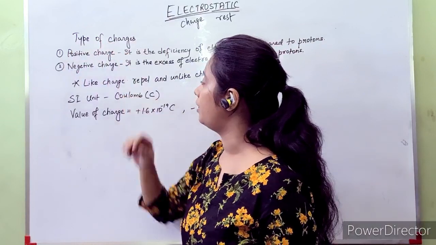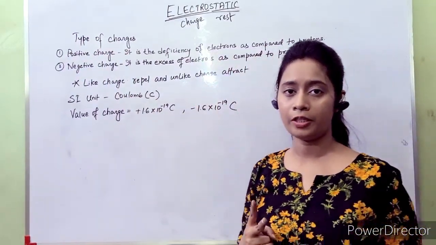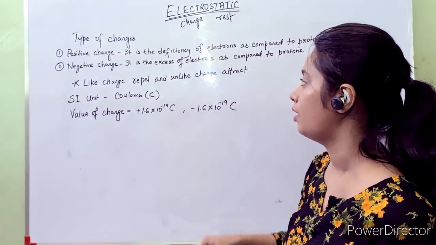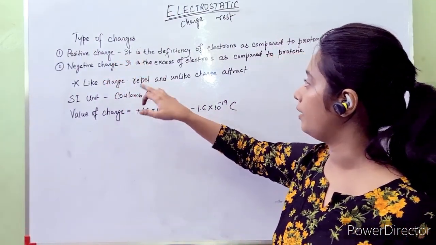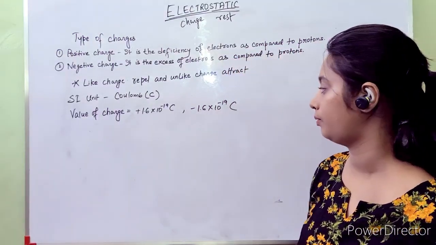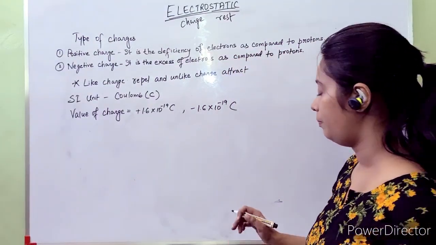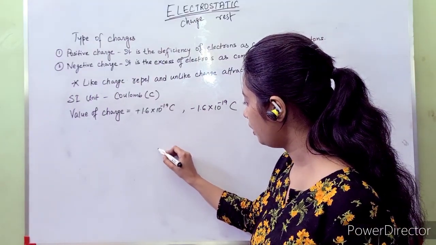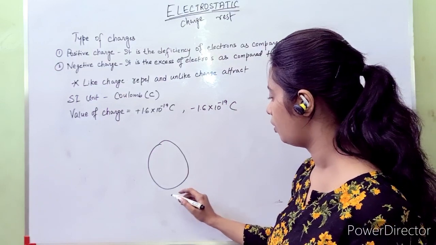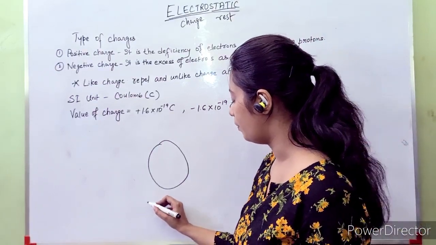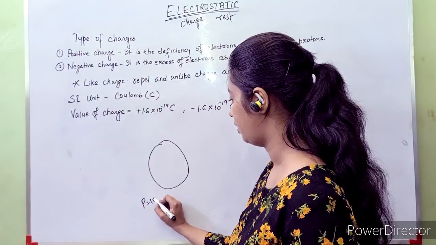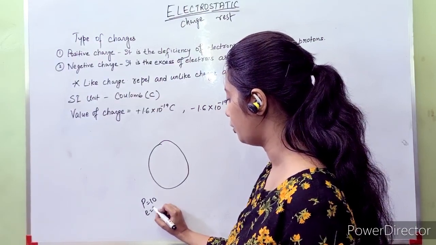Now, types of charges. There are two types of charges. One is positive charge, another is negative charge. Positive charge is when there is a deficiency of electrons as compared to protons. Now, let me explain this. Assume that there is one atom whose proton number is 10 and electron number will also be 10.